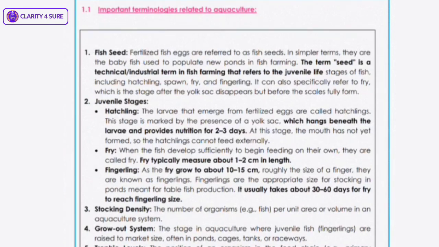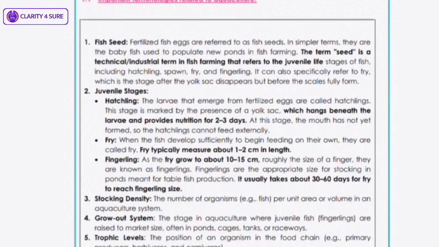Next we have stocking density. It is the number of fish stocked per unit area or volume of water. It's a critical parameter that influences growth, water quality and survival rates. Next we have grow out system. The stage in aquaculture where juvenile fish, fingerlings, are raised to market size. It includes various systems like ponds, cages, raceways, and recirculating aquaculture systems.